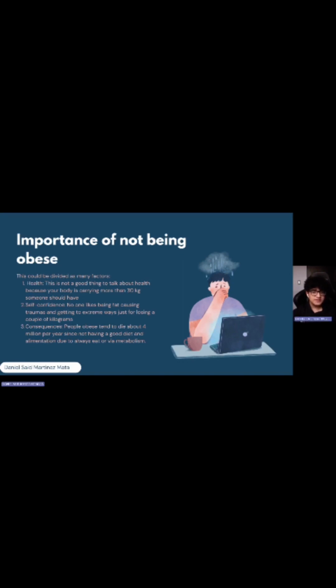Second, self-confidence. No one likes being fat, causing traumas and getting to extreme weight just for losing a couple of kilograms. Third, consequences. Obese people tend to die, about 4 million per year, since not having a good diet and alimentation, due to always eating or to a metabolism.